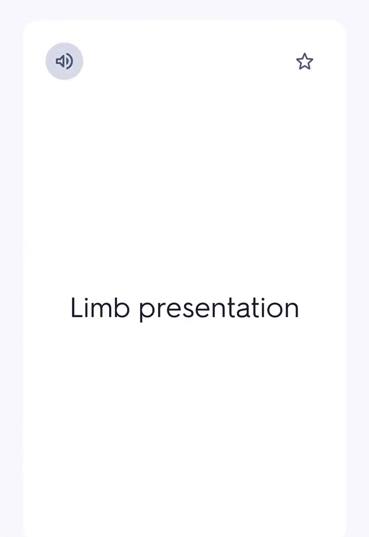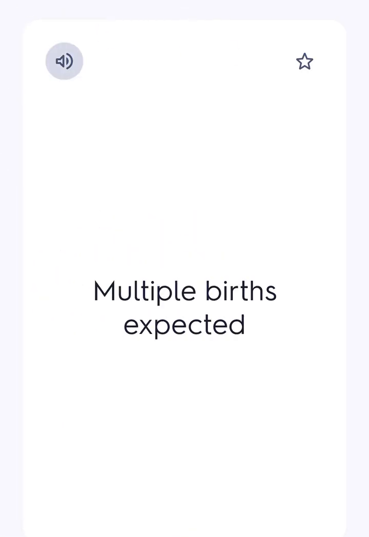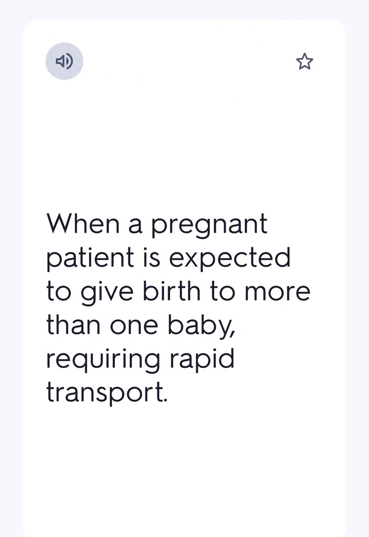Limb presentation. A complication during childbirth where the baby's limb presents first, requiring rapid transport. Multiple births expected. When a pregnant patient is expected to give birth to more than one baby, requiring rapid transport.